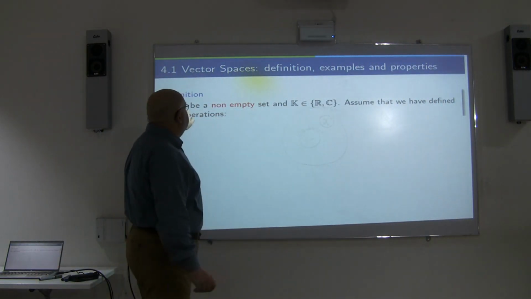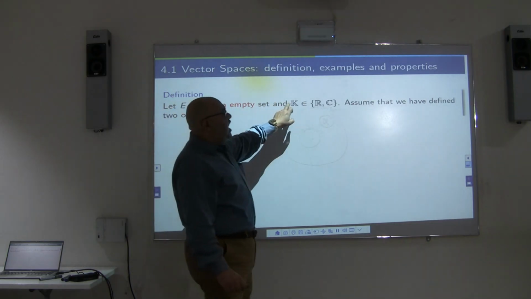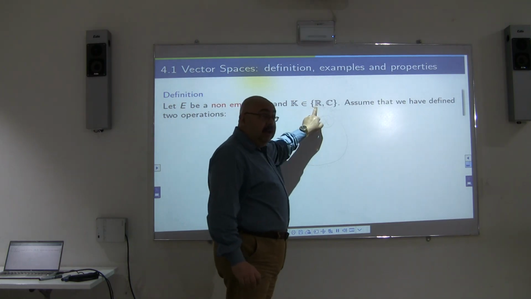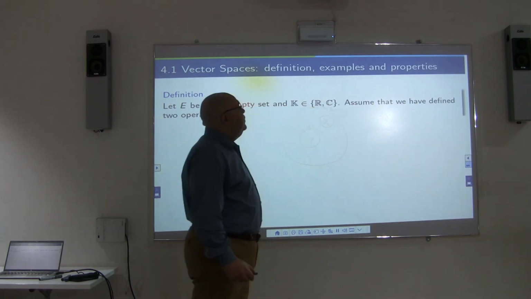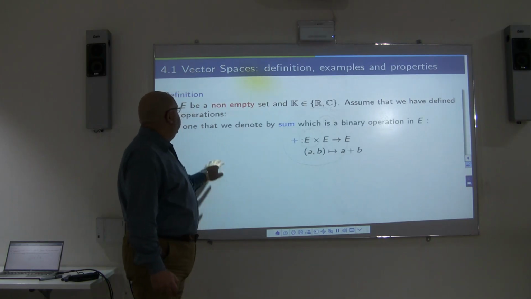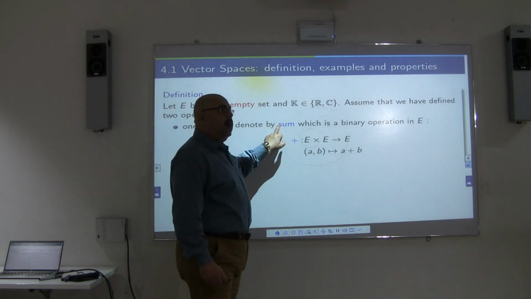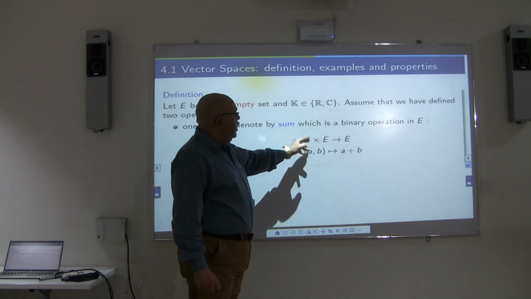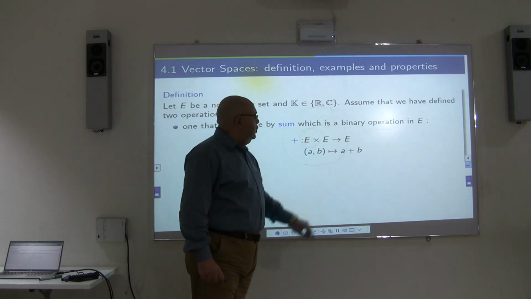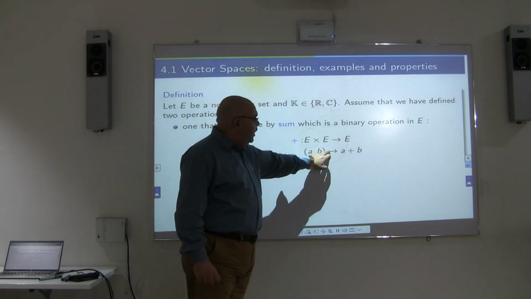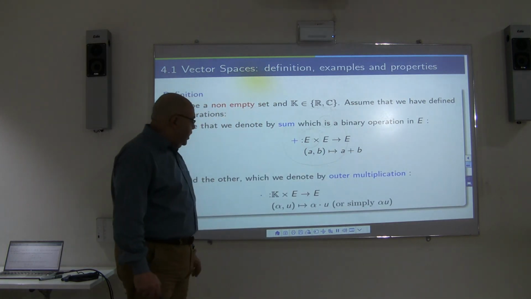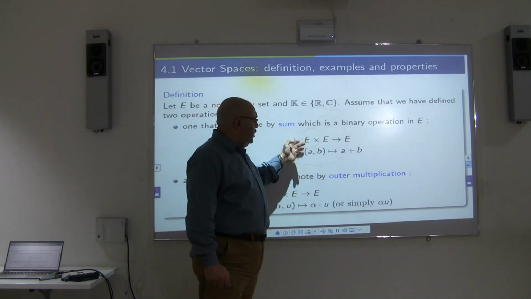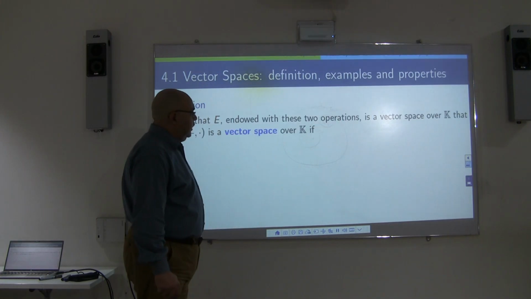First of all, let E be a non-empty set, and K, we already know from the first lecture, represents numbers, maybe real or complex. Assume that we have defined two operations. One that we denote by sum, which means plus, such that the cross of two vectors A and B leads to A plus B. It's the binary operation, the addition. Plus the multiplication by a scalar. This is the addition, and that's the outer multiplication.